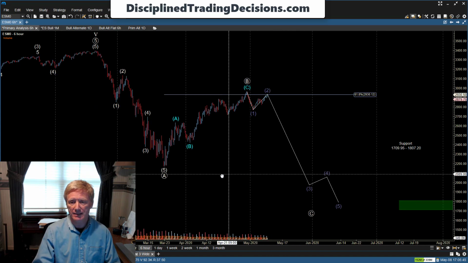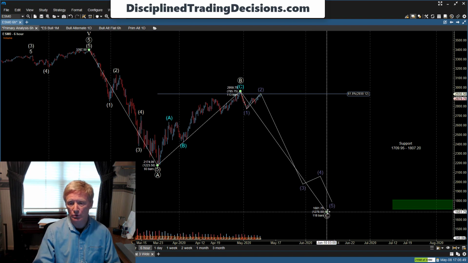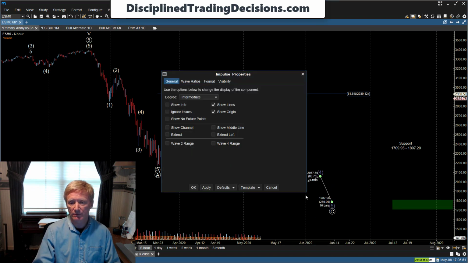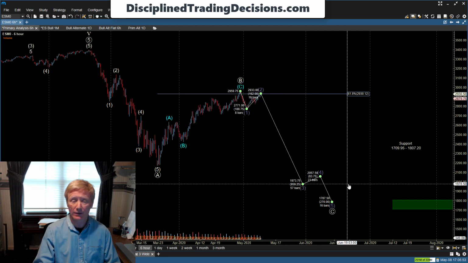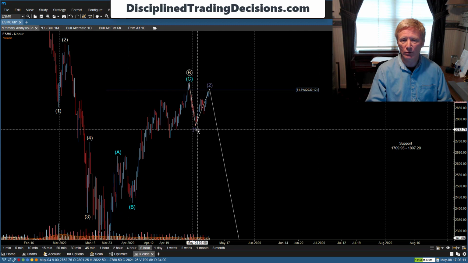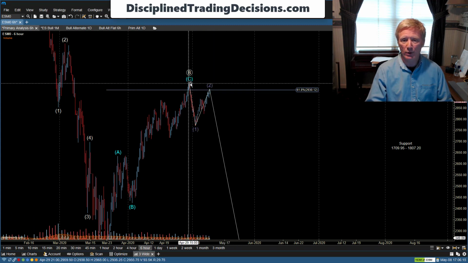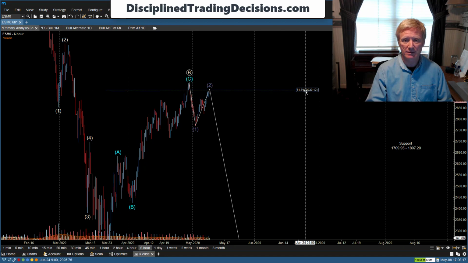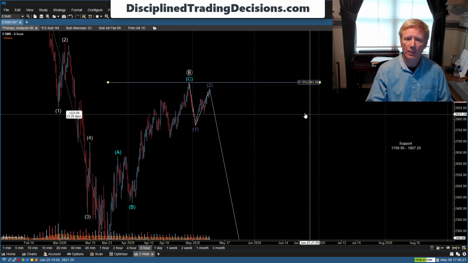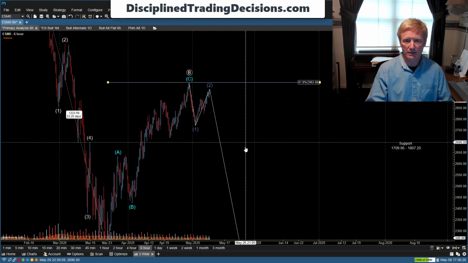Then if that is the case, we're expecting 5 waves down, maybe down to 1800, maybe 1700, or somewhere down there, or lower. It could go much lower. If this is the case, then we've already had wave 1, and wave 2 cannot break this high. Wave 2 cannot break that.